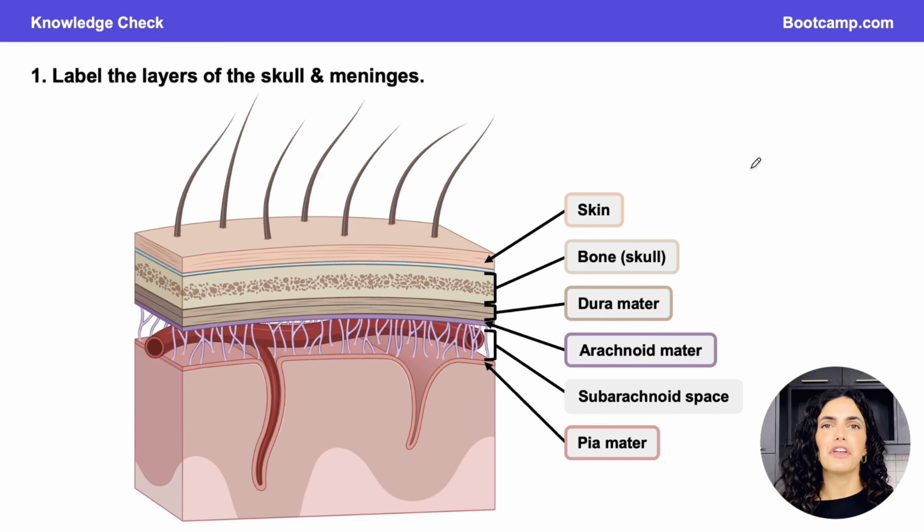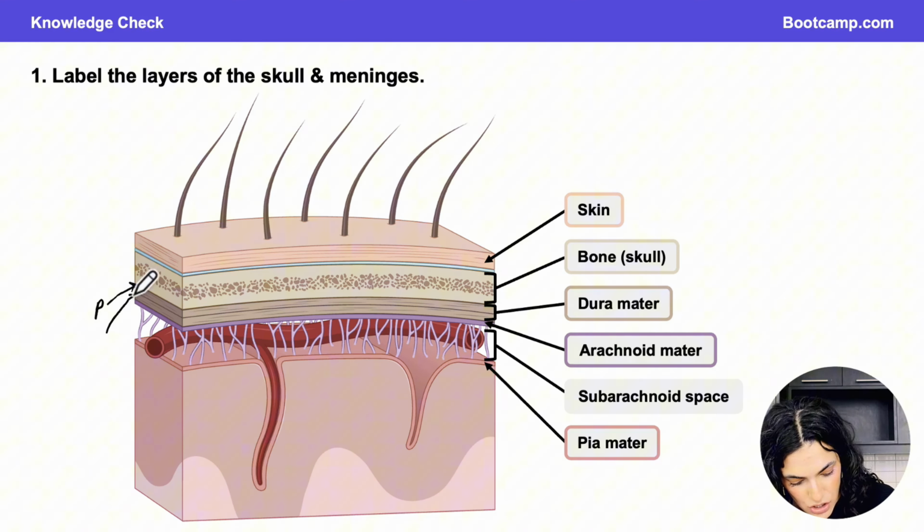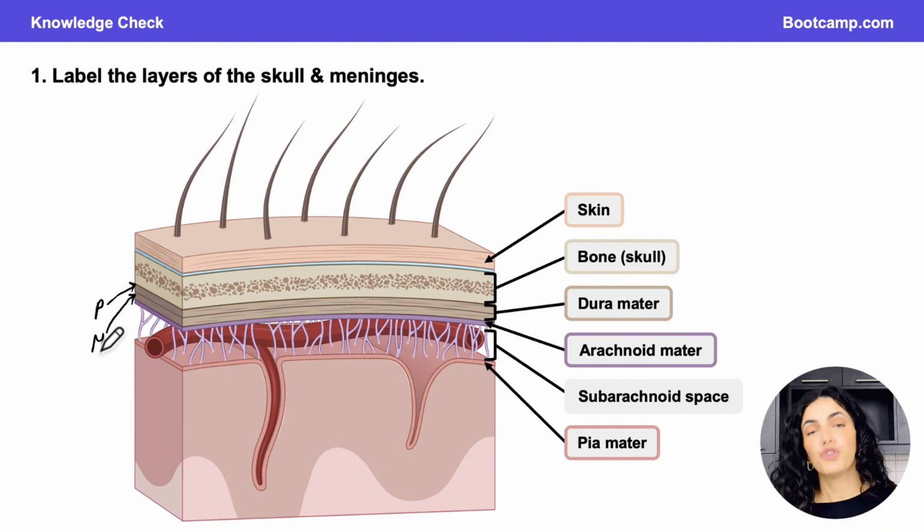And then immediately underneath the bone is where we're going to find the meninges, right? So we have the dura mater, so we can see the periosteal layer over here, and we can see the meningeal layer over here. Those are the two layers of the dura mater. Immediately deep to the dura mater, we have the arachnoid mater in purple, so we can see the spider web-like appearance here, as there are extensions of the arachnoid mater that travel within this subarachnoid space.